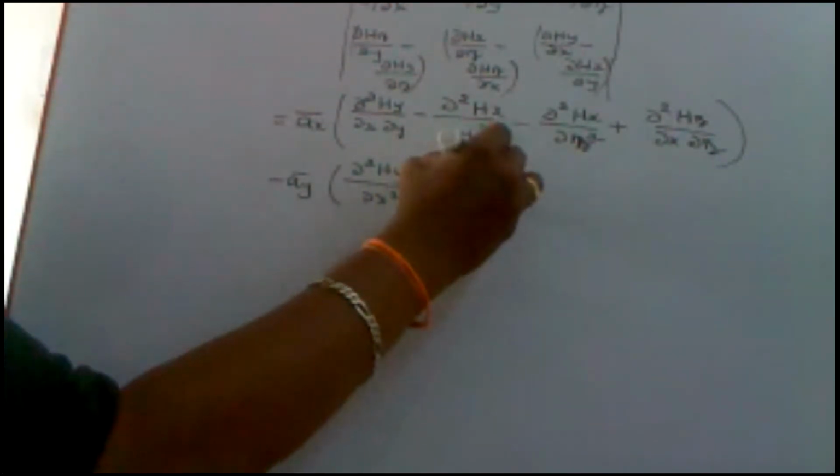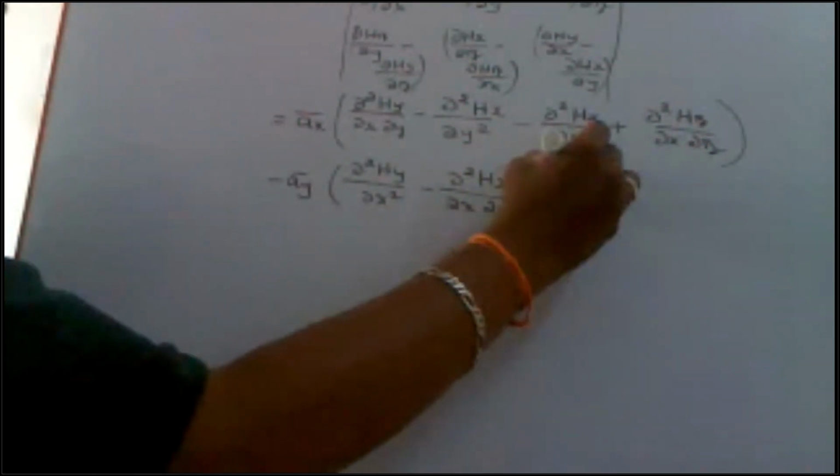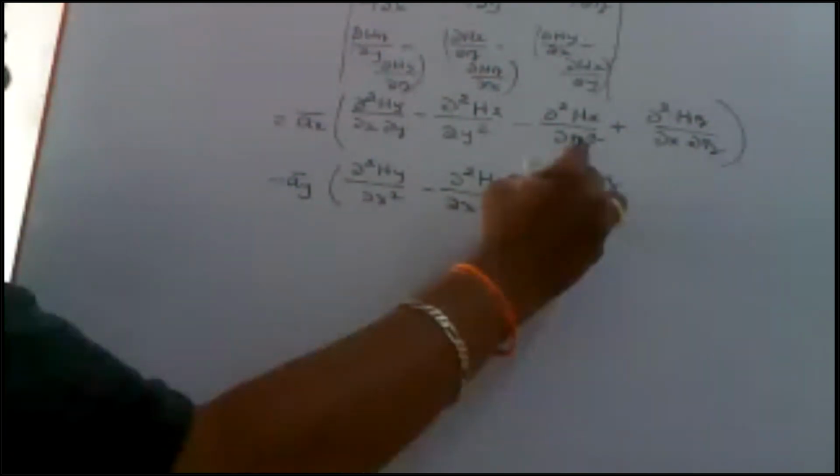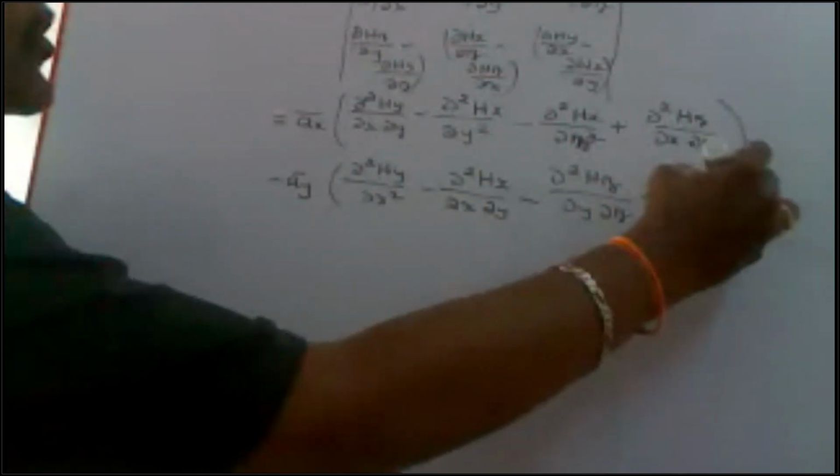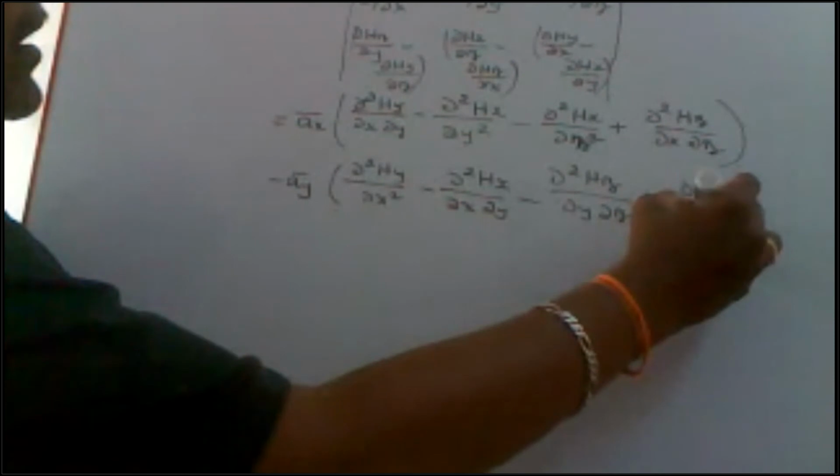In the same way I write ay. What will ay become? This product. So it becomes dou square hy by dou x square minus dou square hx by dou x dou y minus dou square hz by dou y dou z plus dou square hy by dou z square.